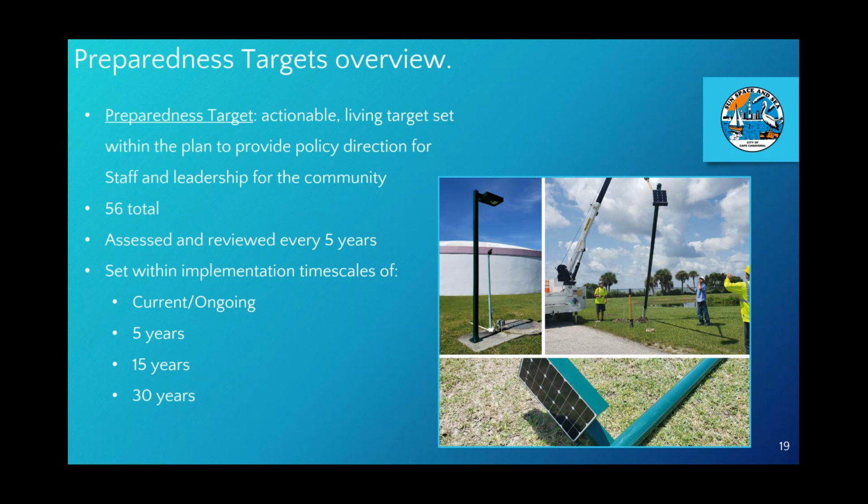Each preparedness target in the plan is broken down into 5 subsections. The target is stated in the first section. The purpose of the target is outlined next. The implementation period is stated. A brief description of the target's implementation strategy is given. A measure of success is stated that will assist with future reviews.